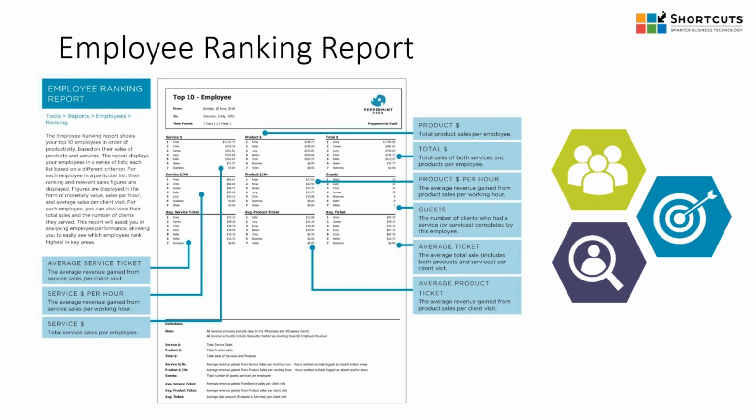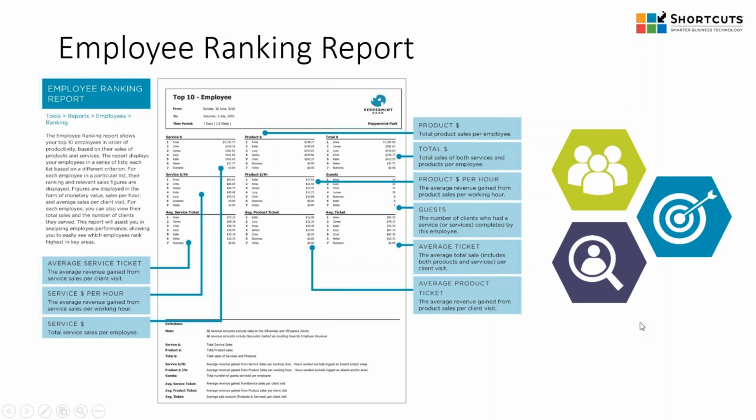Service revenue, product revenue, total, so who's best in all of those areas. Service dollar per hour, product dollar per hour, and then the guest count. Average service ticket, average product ticket, and average ticket overall. Again, this gives us the top 10 and it gives us our top employee in each category. You can see here, Anna looks like she's the top in 7 of the 9 categories. So that employee is doing really well.